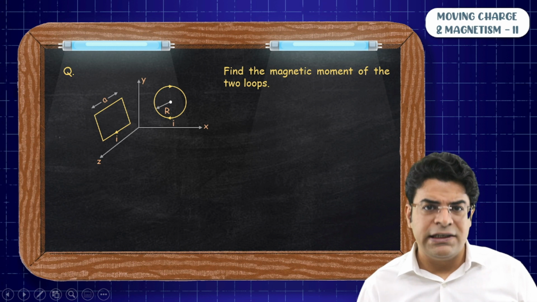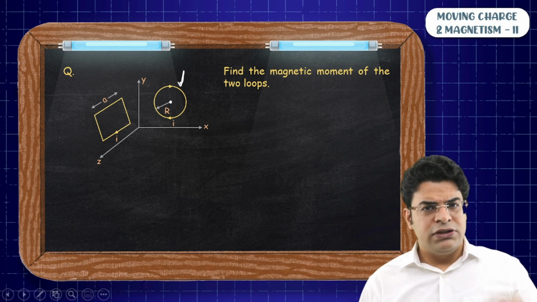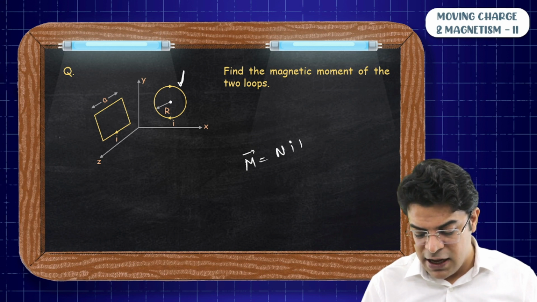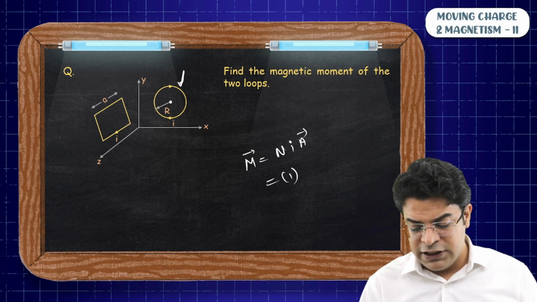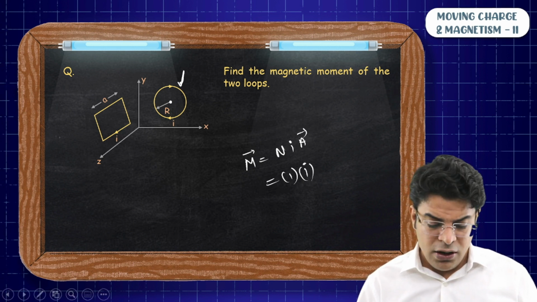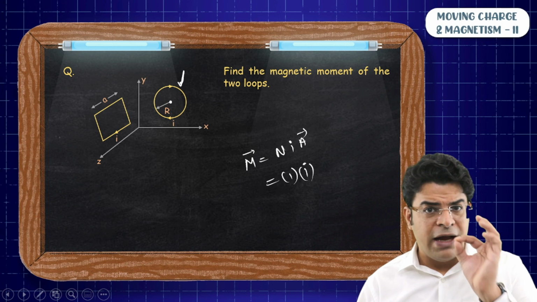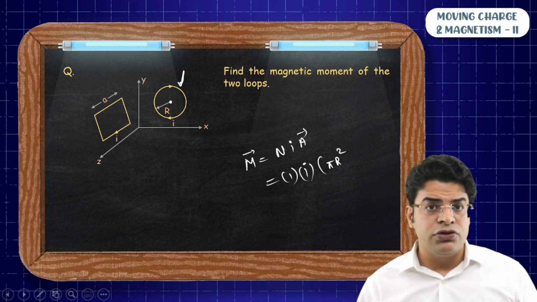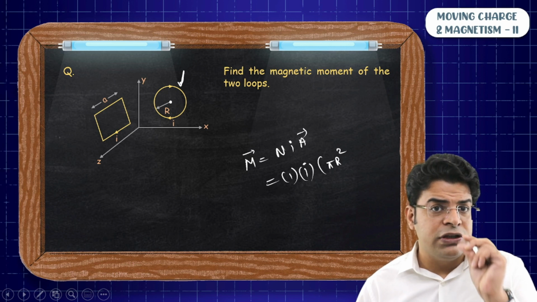First of all, let's focus on the circular loop. Sir, the formula of magnetic moment tells me that the magnetic moment vector is N I times area vector. The number of turns here is 1, the current is I. Now I just need to focus on area vector. For area vector, I need two things, magnitude and direction. The magnitude will be the same as the area of the circle, pi r square, and the direction I will get using the right hand thumb rule.